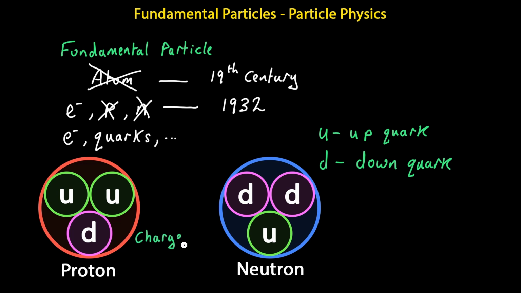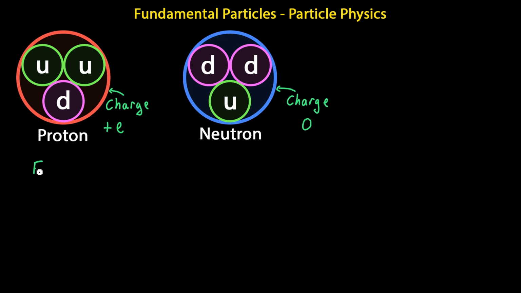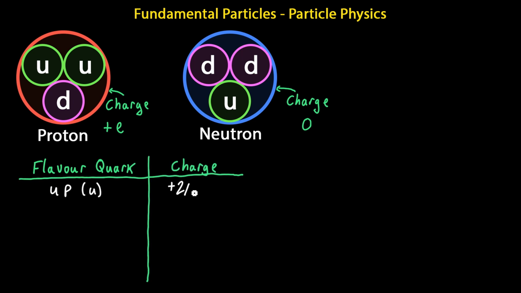Now we know that a proton has a charge of positive e, or in other words, positive 1.60 times 10 to the minus 19 coulombs. And a neutron has no electric charge. But protons and neutrons are simply a combination of up and down quarks. So this electric charge must come from the quarks themselves. An up quark has an electric charge of 2/3 e, and a down quark has a charge of negative 1/3 e.